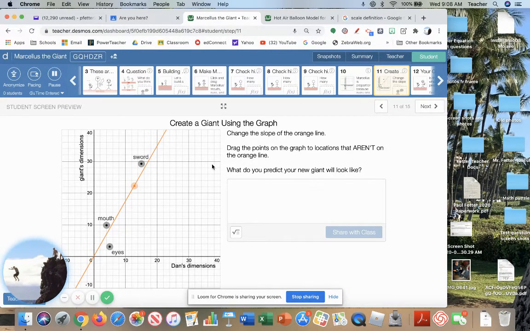What do you predict your new giant will look like? All right, so if I make my eyes on this side, in other words, less than, then the eyes are going to be closer together. The mouth, let's make the mouth even bigger. And then the sword, let's make the sword real big.